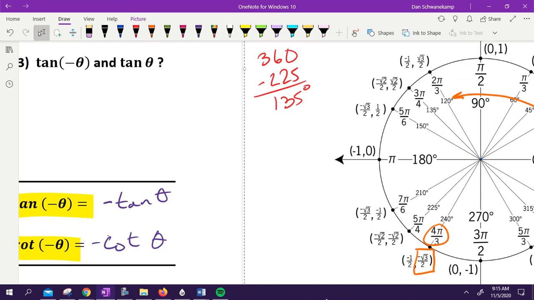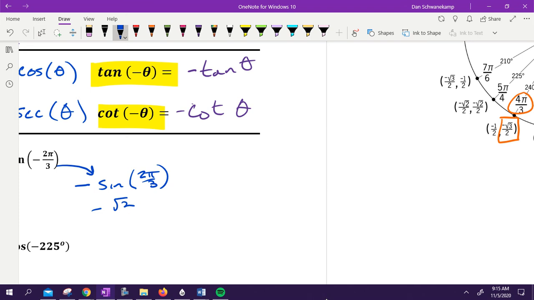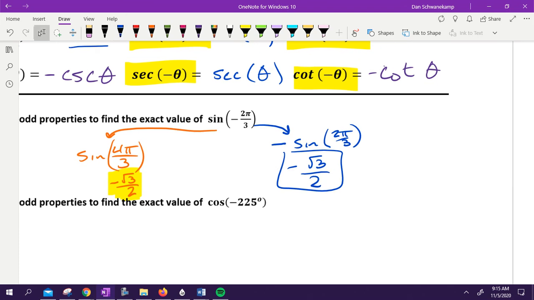So sine of 2 pi over 3. What's my value going to be? Square root of 3 over 2. And it's negative of that. So it's negative square root of 3 over 2. We got the same thing both ways. Neither of them is better or worse than the other. Whatever way makes you happiest, go with it. But understand how that even odd identity applied there.